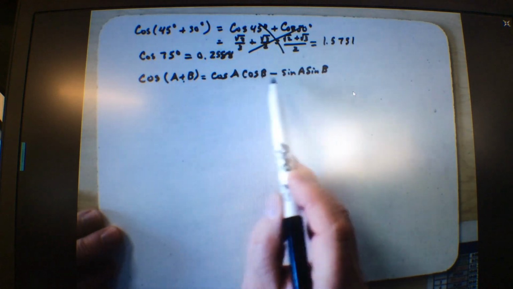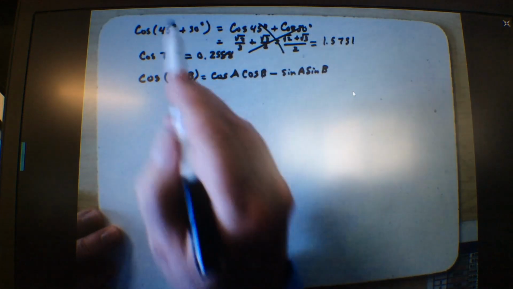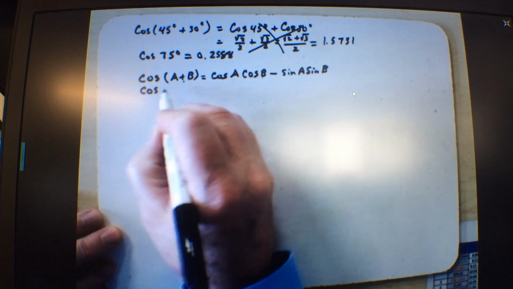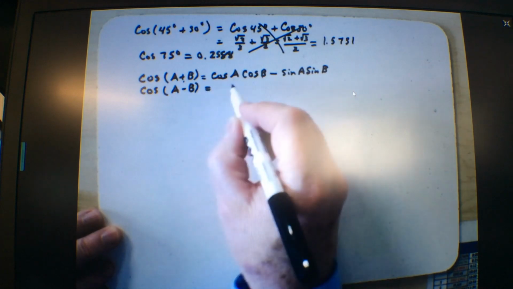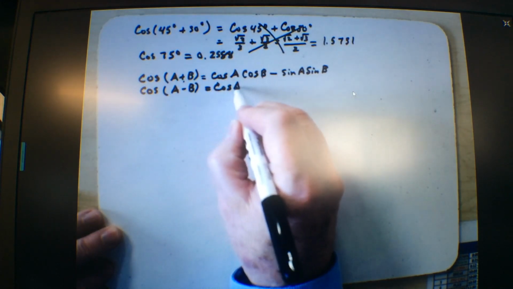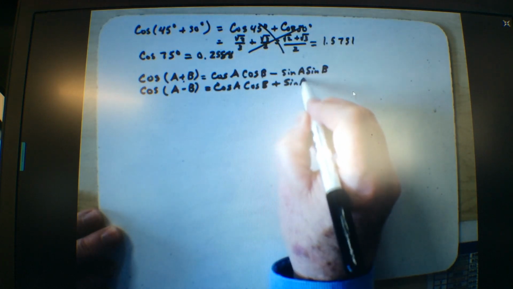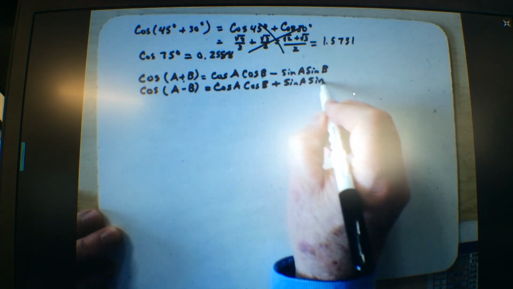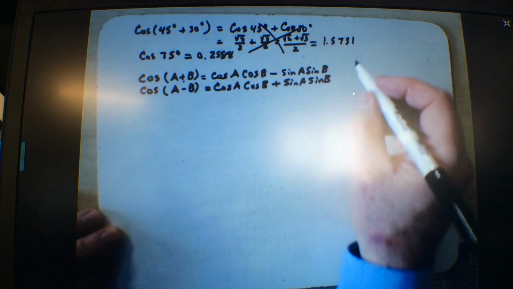But this sign and this sign are the opposite, aren't they? This is addition, so this is subtraction. So what would happen if I switched them and said A minus B? It'd be plus. This would be cosine of A, cosine B, plus the sine of A, sine of B. So it's the exact same formula, only change the sign. These are called sum and difference formulas.